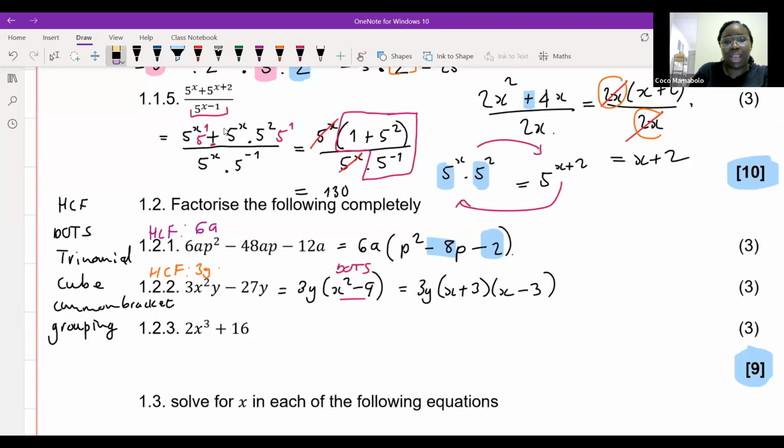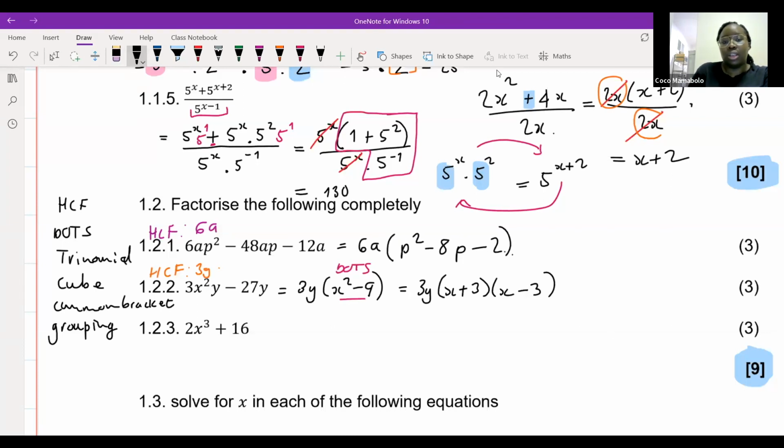Remember, guys, when we are factorizing, the last term must add to give us the middle term. And there's no way that we can possibly add 2 to get to 8. It's not going to work at all. So we cannot say that that trinomial will factorize. It will not factorize at all, so we need to keep it there. We're just going to have -8p minus 2.